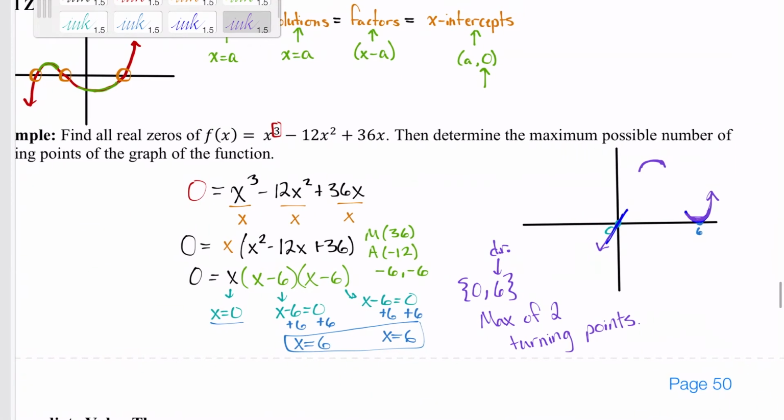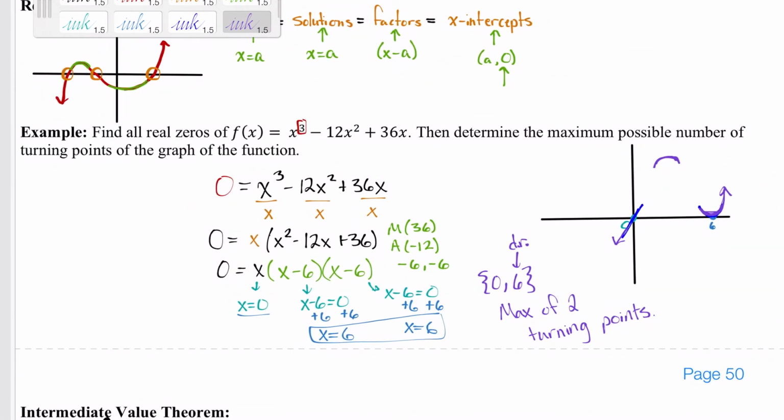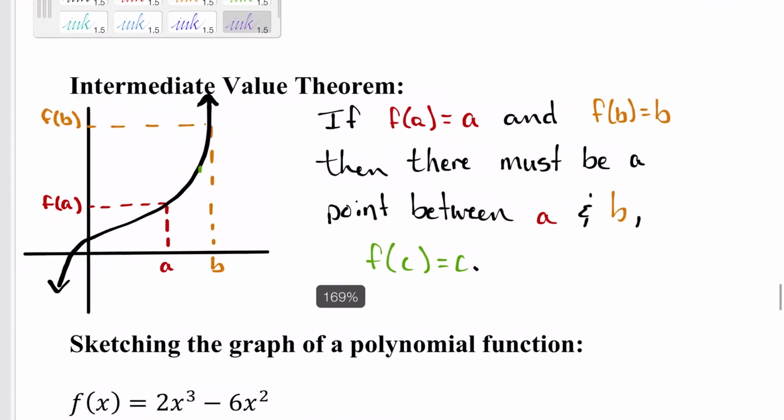So they've asked me to find the zeros. I did that. Then they wanted me to determine the maximum number of turning points, and I've done that, so we're ready for the next bit. So our intermediate value theorem.